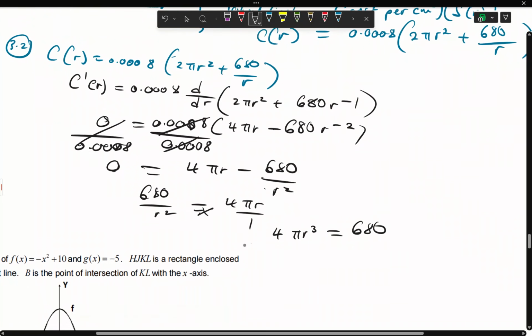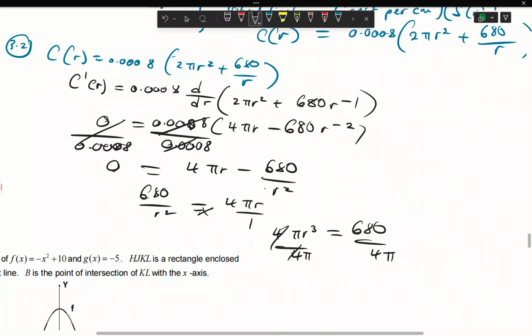This 680 seems to appear so much, ne? 8 divided by 4 pi. We've been seeing this 680, ne? Seems like optimization. It's a real life problem, guys. This is a real life problem, ne?